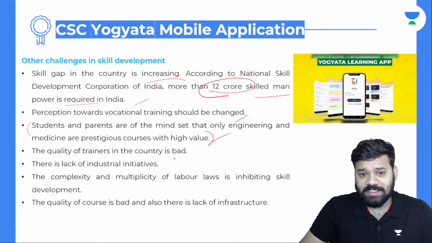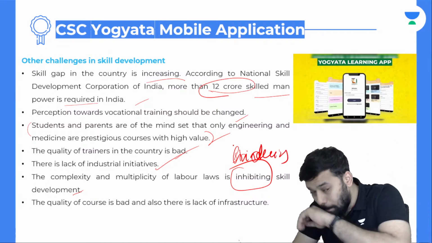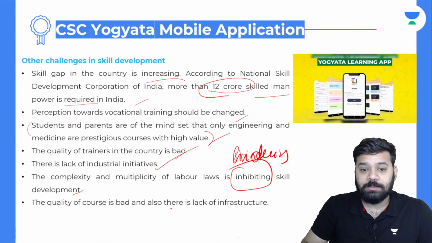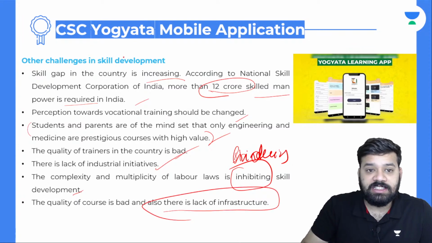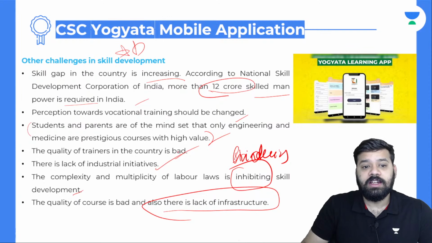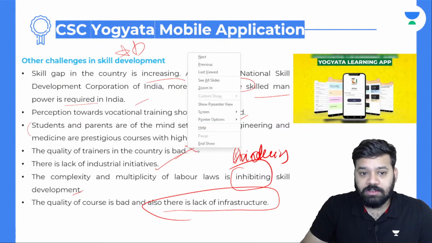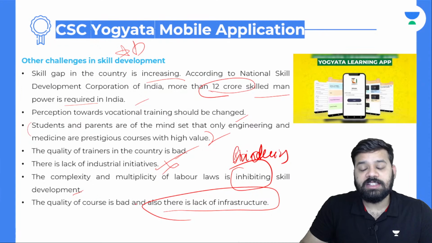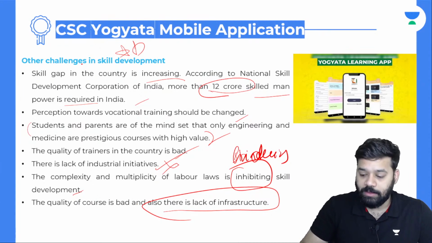The quality of trainers in the country is bad. There is lack of industrial initiatives. The complexity and multiplicity of labor laws is inhibiting skill development. Inhibiting means stopping, or hindering. Sorry, the quality of the course is bad, and also there is lack of infrastructure. These are the challenges in skill development. The quality of trainers is also not so good, and there is lack of industry initiatives. All these together have contributed to challenges in skill development.